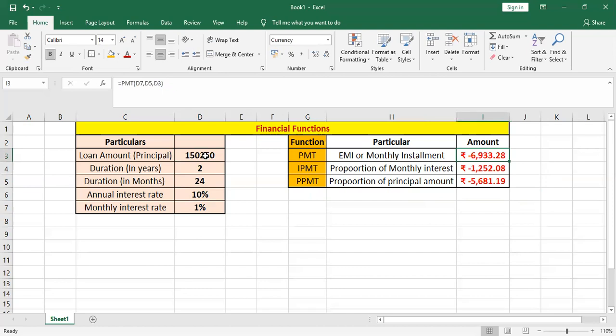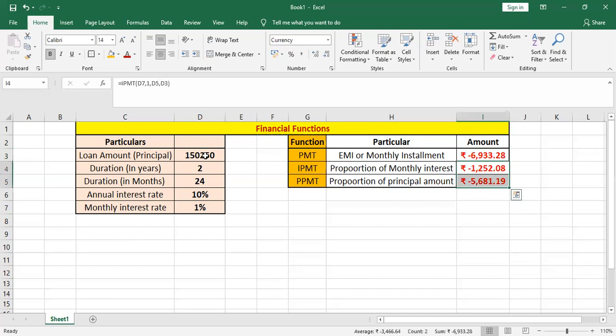Now, if I have taken a loan of 1,50,250 with an interest rate of 10% and a duration of 2 years, that is 24 months, my EMI will be 6,933.28 per month, obviously. Then the interest amount will be 1,252.08, and the principal amount will be 5,681.19.